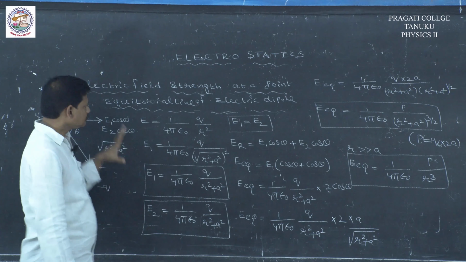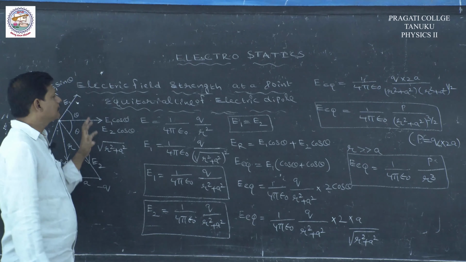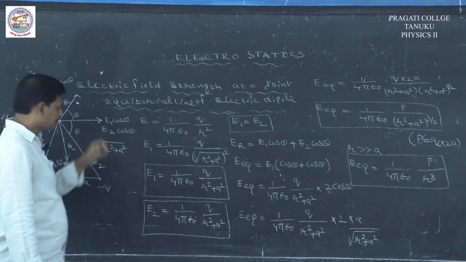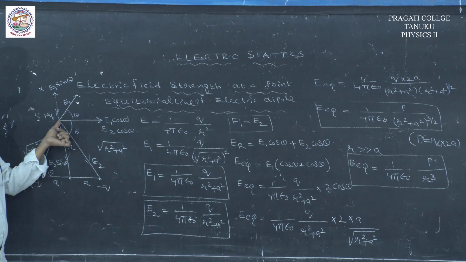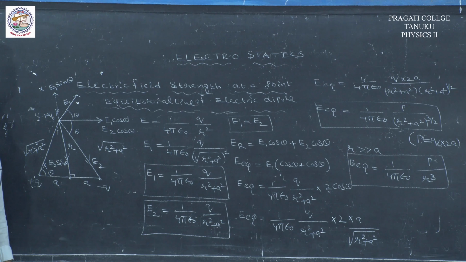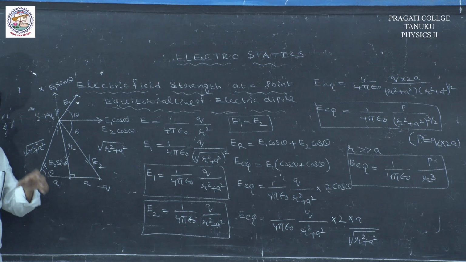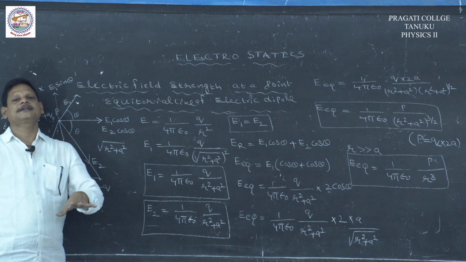So, once again, what is meant by the equatorial line? Equatorial line is nothing but the line passing through the center of the electric dipole and perpendicular to its axis. We want to calculate the electric field strength at a point on the equatorial line of an electric dipole.